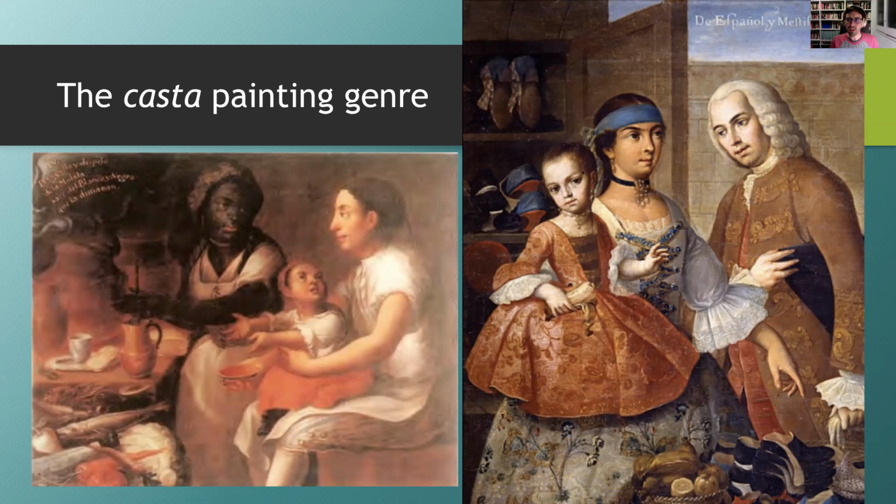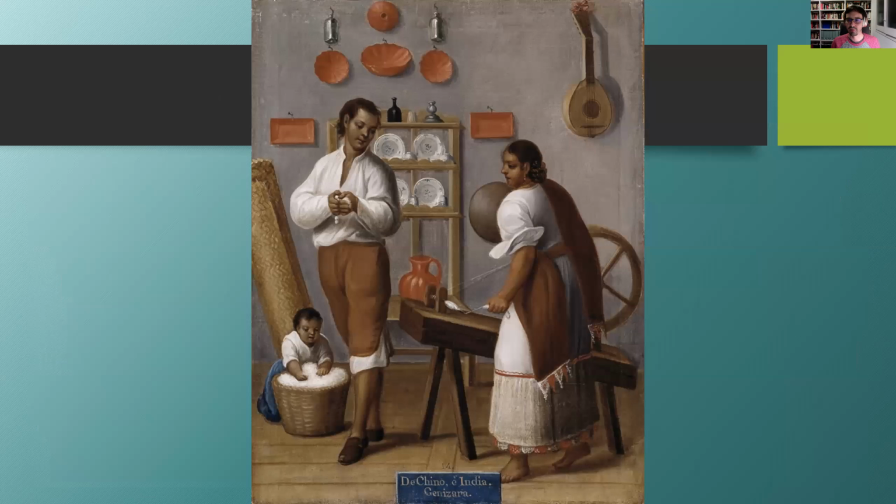So oftentimes these images are portrayed to be reflective of how the judicial system in New Spain worked. In reality, I think this is more a case of wishful thinking rather than actual legal definitions, right? Here we have, I couldn't help myself, a Chino, right? Who knows what this Chino is? Is he Filipino? Is he Chinese? Is he some other thing? It's impossible to tell. But apparently you get a Genízaro from a Chino and an India union.